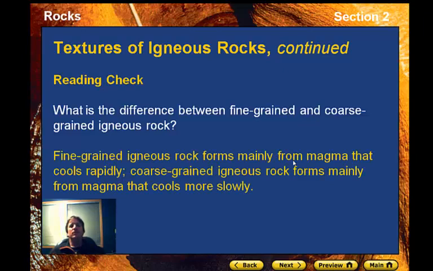Okay, what's the difference between fine grained and coarse grained igneous rock? Fine grained forms from magma that cools rapidly, coarse grained from magma that cools slowly.